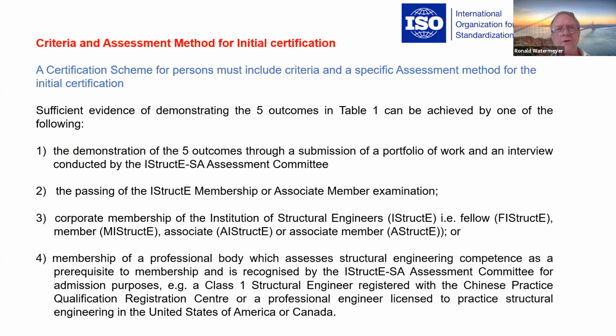And then we can come along with the criteria and assessment methods for initial certification. And this, just by example, is very much what we've currently got for the listing. You can demonstrate those 5 outcomes that I've previously shown through a submission of a portfolio of work and an interview conducted by a committee, in other words, a peer assessment, the passing of the IStructE membership or associate membership examination. It doesn't mean to say you have to become a member of the institution, but if you pass the exam, corporate membership of the Institution of Structural Engineers, or membership of a body which assesses structural engineering competence, such as in Chinese practice or in the United States, they have licensing. Any of those kind of things, you've demonstrated those 5 outcomes in an equivalent manner.